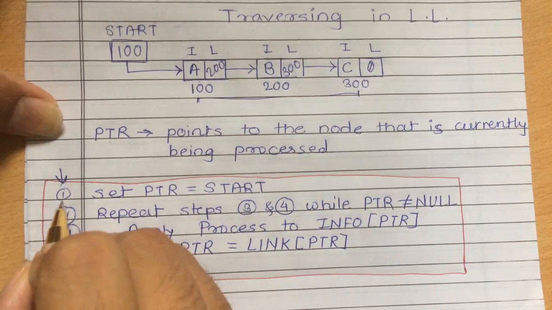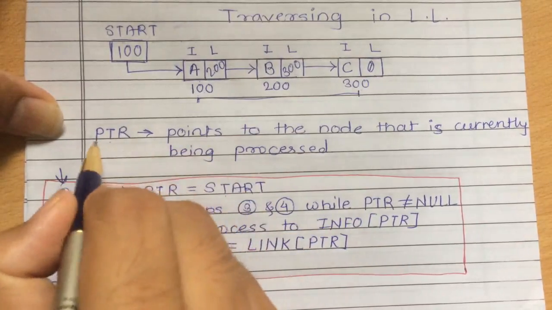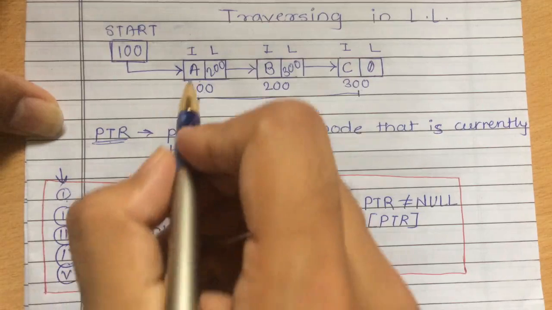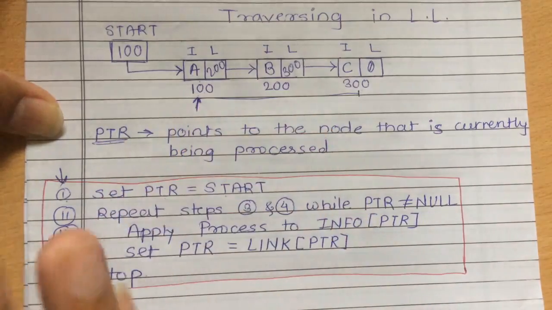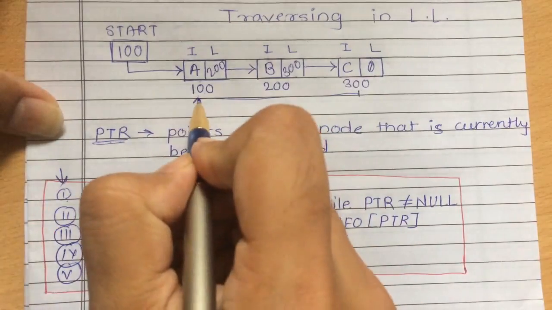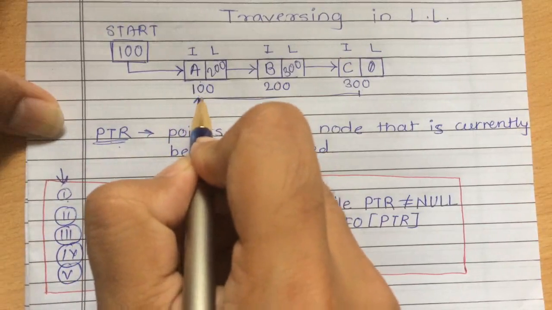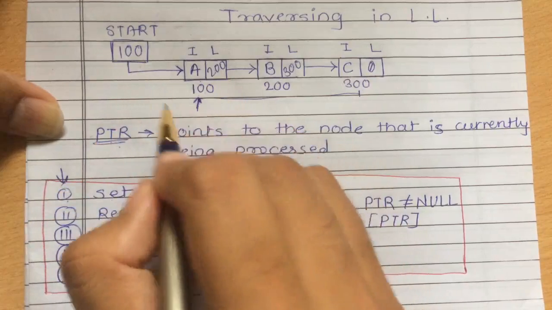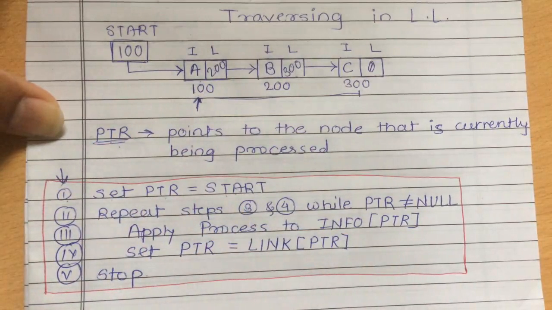So what is the first step? First step: set ptr equals to start. Here, what is ptr? Ptr is a pointer which points to the node which is currently being processed. So we have to start from this node. From the first node to the last node we have to travel. So we have to start from the first node. The address of the first node we have to assign to this ptr, and that address is stored in start. Because of that, to get the address of the first node, we do ptr equals to start. So I will write over here.